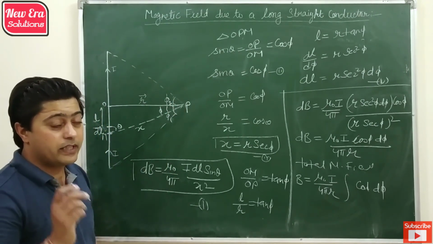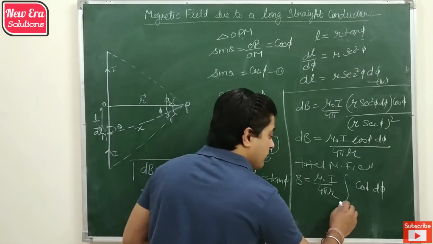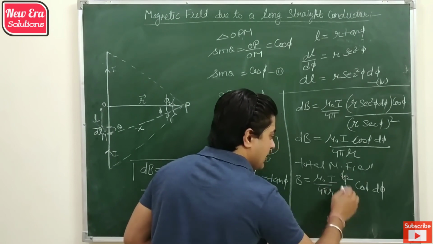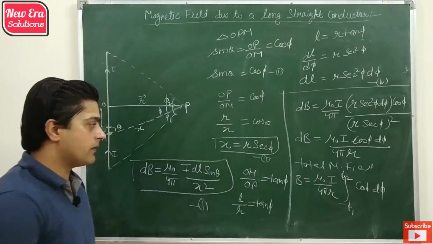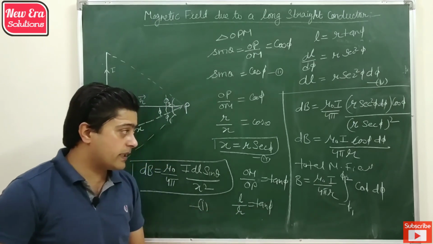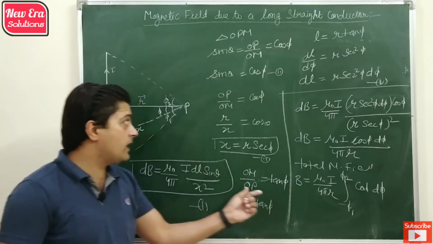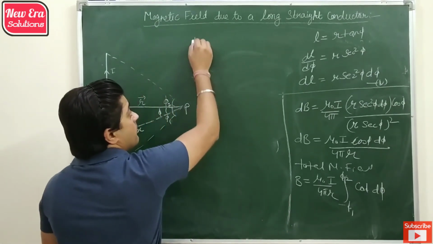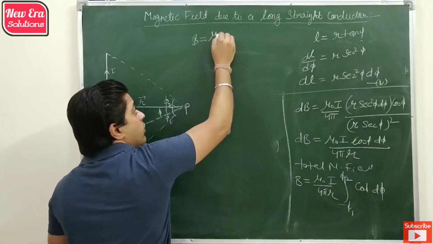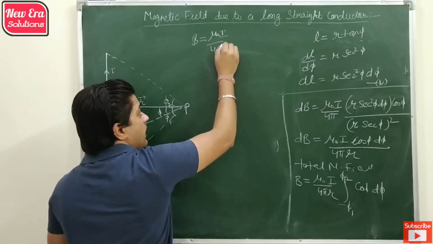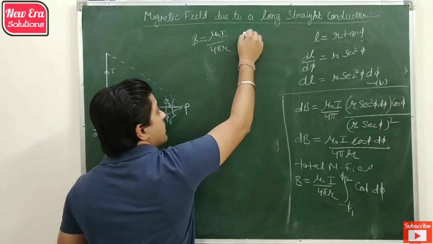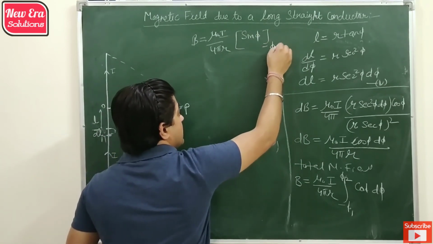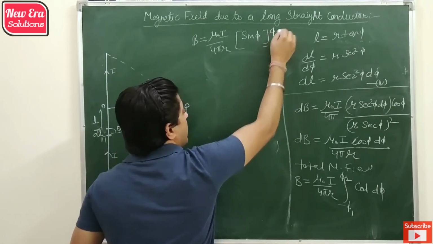So the sign of these two angles is different when we are putting their value in the limit. So one is positive and other is negative. So now we are going to solve this integration to find the total magnetic field at point P due to the complete wire. So from the integration we get mu naught I by 4 pi r. The integration of cos phi is sin phi with limit minus phi 1 to phi 2.